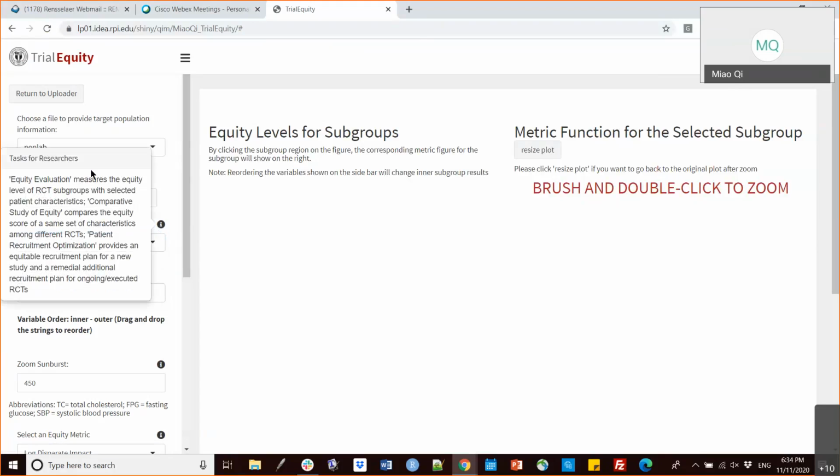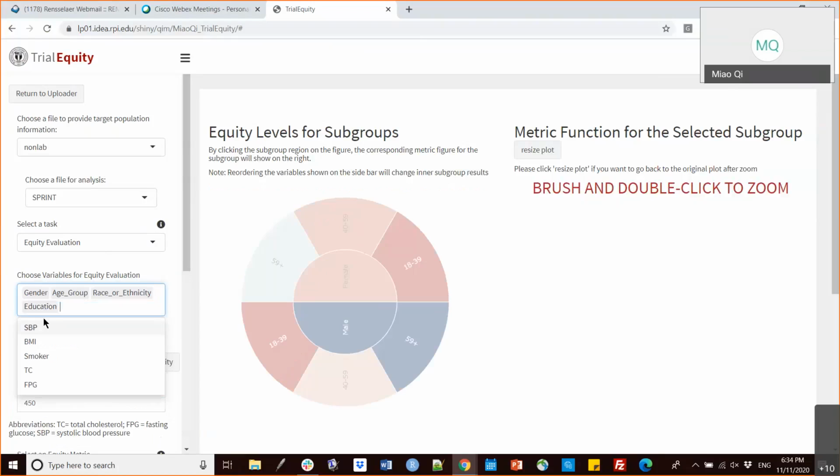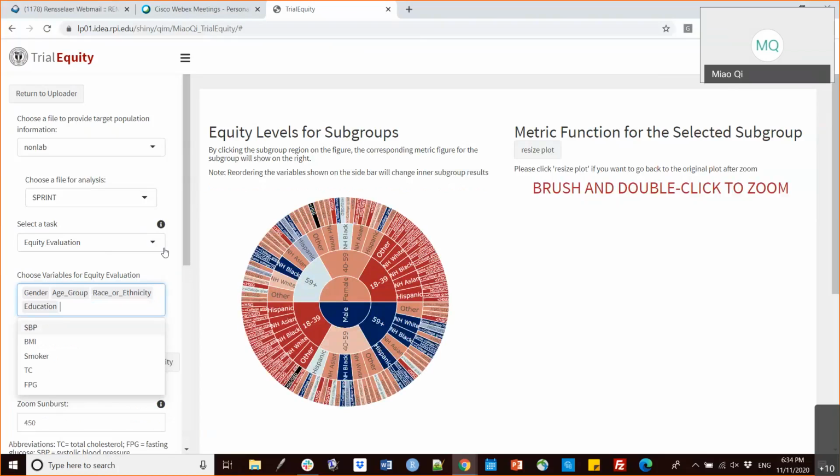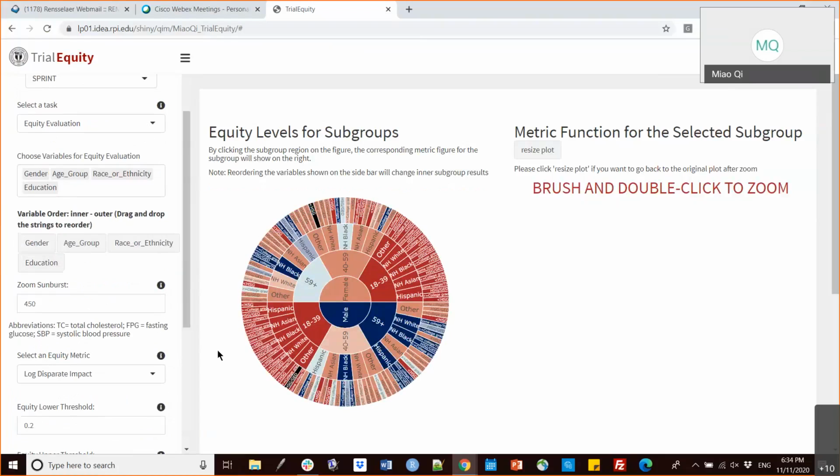And it explains here, for example, the first task is equity evaluation, and it measures the equity level of the different randomized clinical trial subgroups with selected patient characteristics. And then I close this one. And now you need to choose the patient characteristics that you are interested in. For example, I may be interested in all the demographic features, so I select gender, age, race, and education. It will show you a sunburst here for you to explore the equity levels.